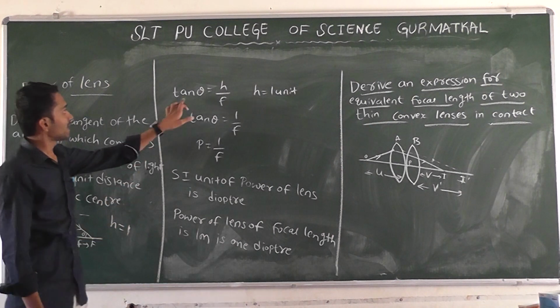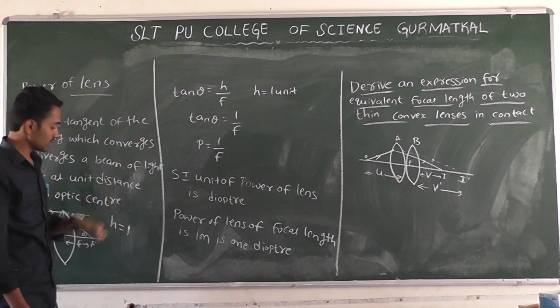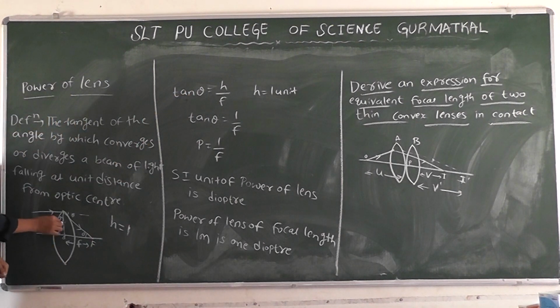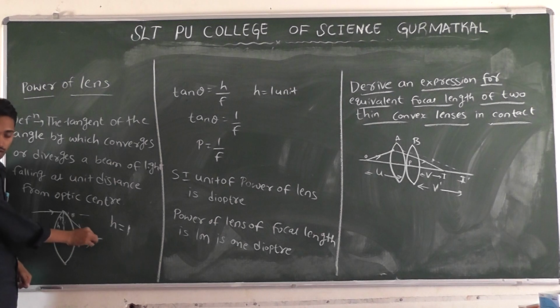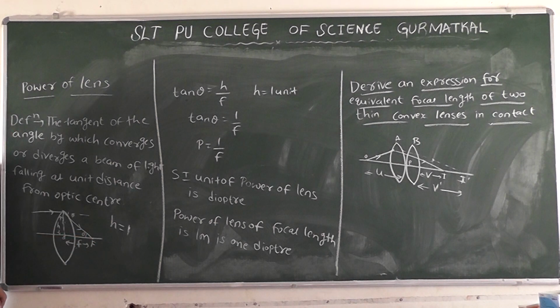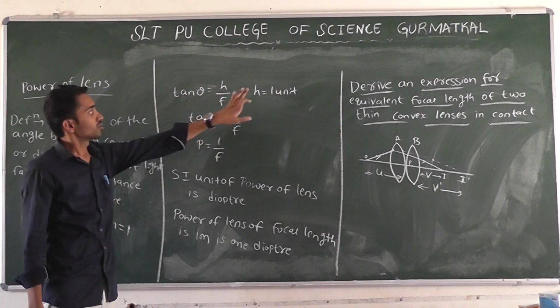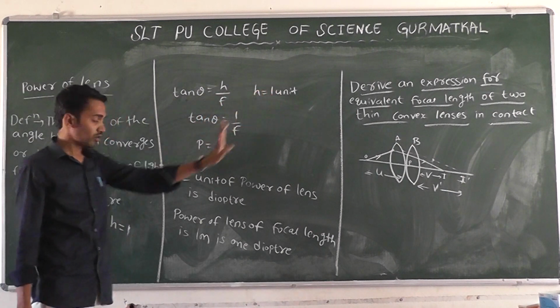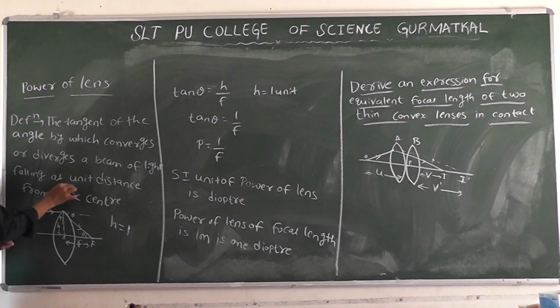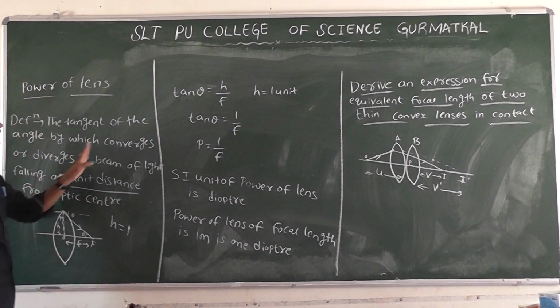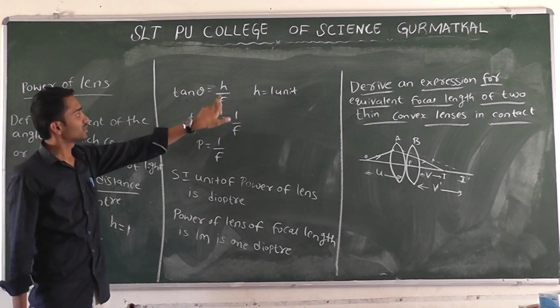So the tangent angle, tan theta, is equal to opposite by adjacent. Which is opposite? h is opposite. Which is adjacent? f is adjacent. f means the distance from the optic center to the principal focus, which we call the focal length f. So tan theta is equal to h by f. Here we take h as 1 unit, because in the definition, unit distance means h is 1.